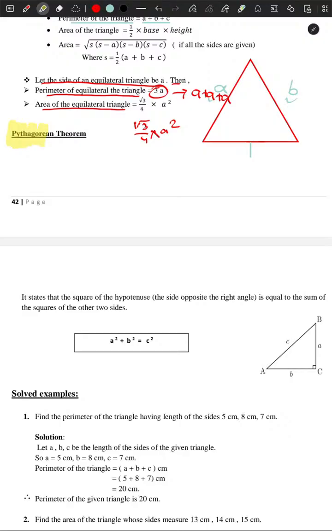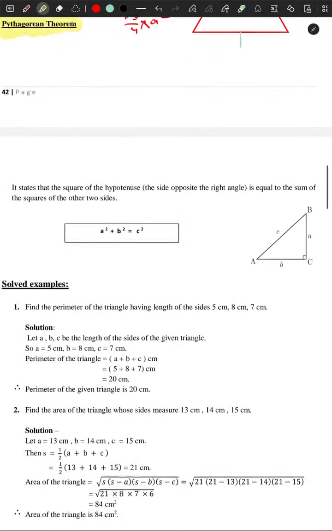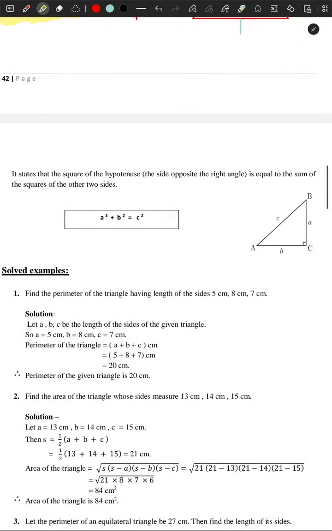Then we study about the Pythagorean theorem. It states that the square of the hypotenuse, the side opposite to the right angle, is equal to the sum of the squares of the other two sides. It means c square is equal to a square plus b square.